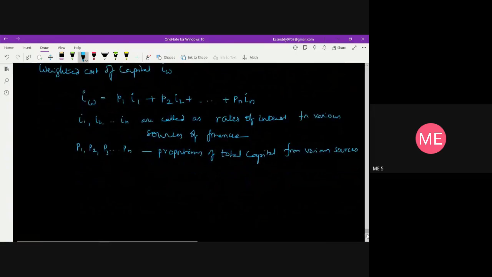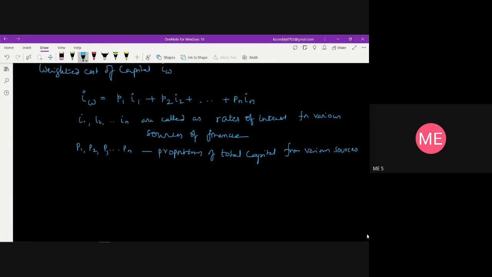So how are we going to calculate this? Say, for example, we have three sources X, Y and Z, with rates of interest 7, 9 and 11. Also 20% of the finance is obtained from source X, 30% from source Y, and 50% from source Z. Then what is the weighted cost of capital?